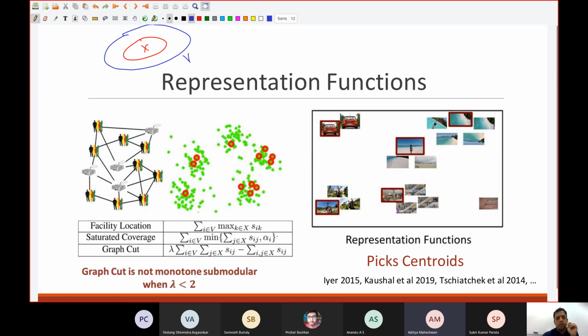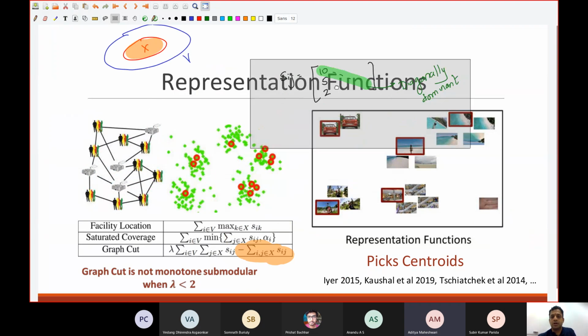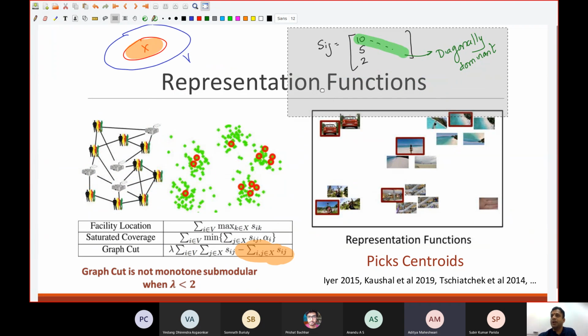But there is a slight trick. I want to look at the similarity of X to V, but I want to discount for the self similarity. There's a self similarity which I want to discourage. X will always represent X itself well, right? Look at the example we showed earlier, the diagonally dominant case. If it's diagonally dominant, obviously points in X will represent themselves well.